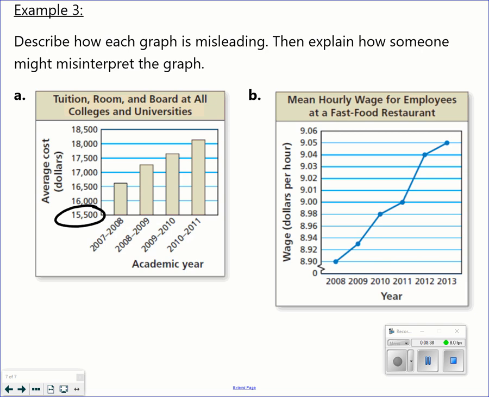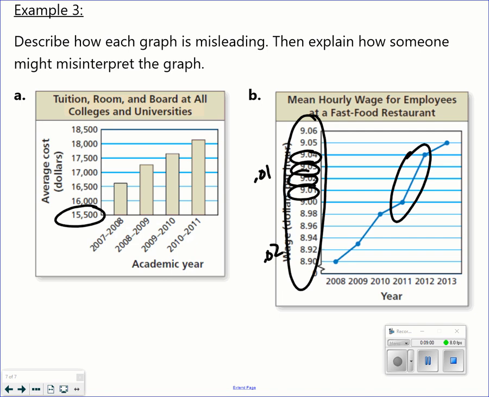And the next one, their increments on the side do not go the same each time. 8.96, 982, and then the next one only goes up by 0.01. 0.02, 0.03, 0.04. So down here they were going by 0.02, and up here they're going by 0.01. So changing that makes for a very steep, like there looks like there's a huge hourly wage increase when in reality it is not that big a deal. Okay, it's only going up by 4 cents, but because they changed the numbers on the side, it definitely is misleading as it goes along.